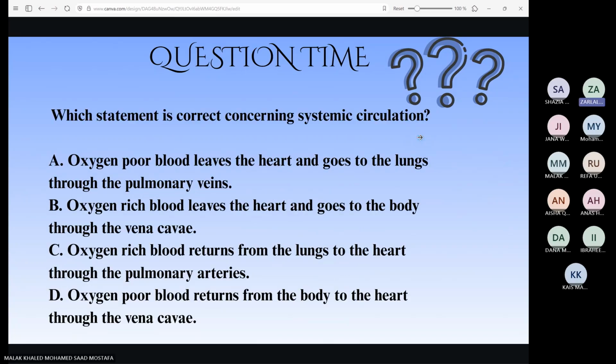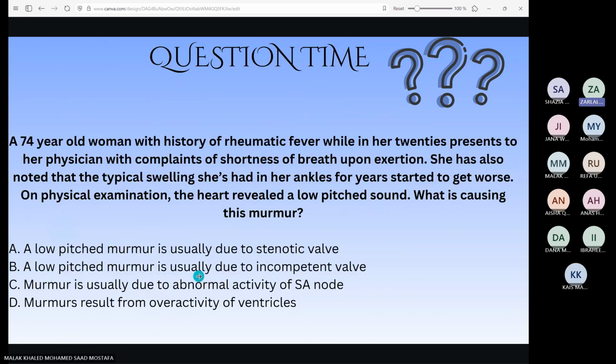Okay, another question. What is correct concerning systemic circulation? Can't it be both B and C? Okay, Malak, can you go back to the previous question?